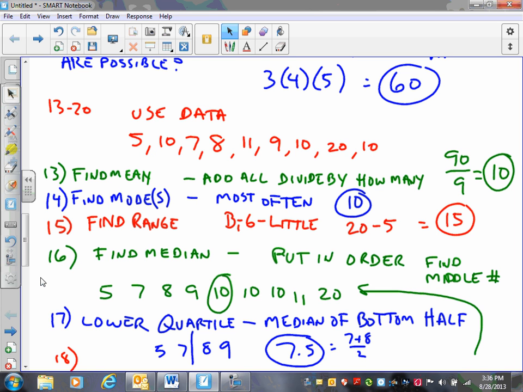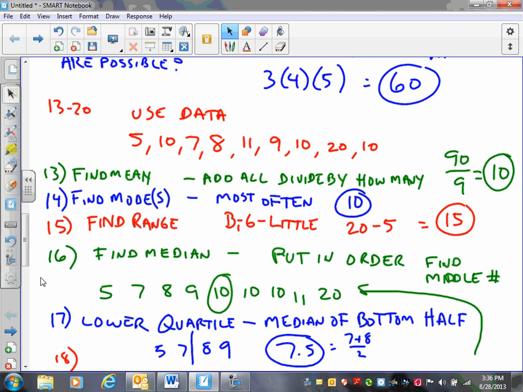You have to find the mode. When it has parentheses S, it means there could be more than one. But remember, if you're going to have more than one mode, you have to have them the same amount of times. Well, the only number that repeats here is 10. It might be different on Friday. So, 10 is the mode.